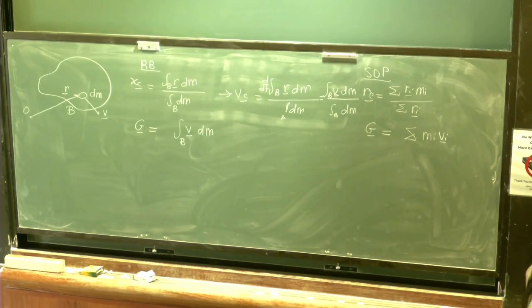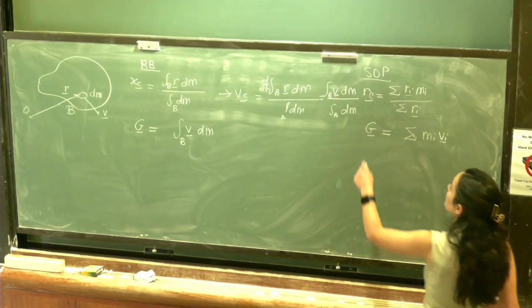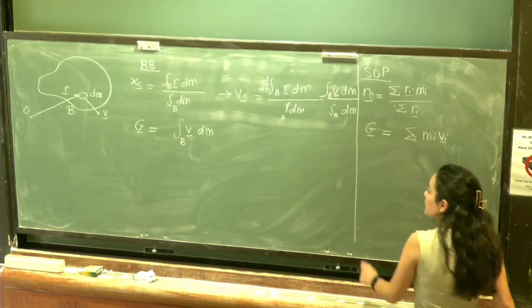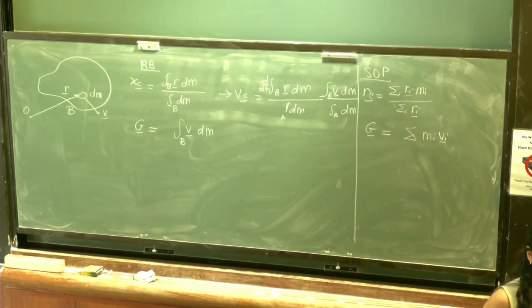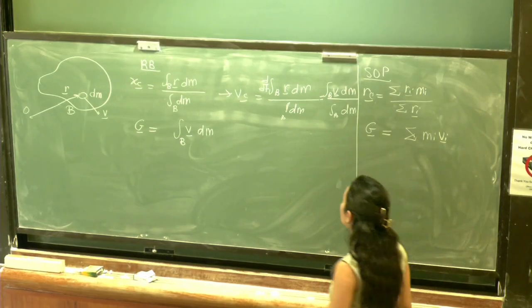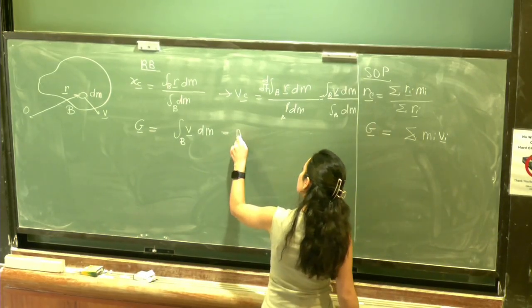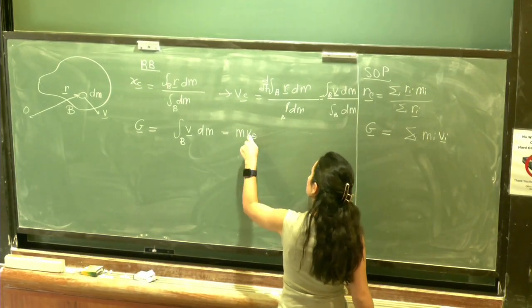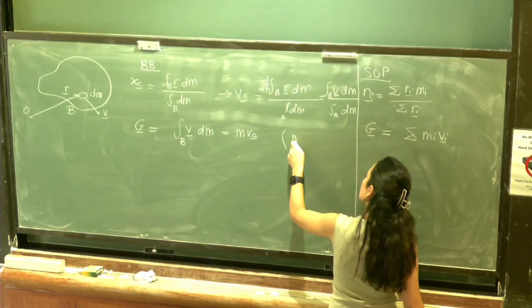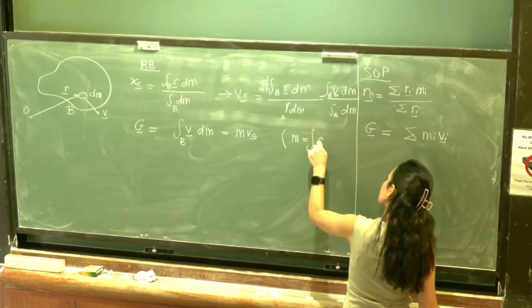Okay, so this is to say that I can write G in terms of the linear momentum of the center of mass. How? How can I write the linear momentum of the rigid body in terms of the linear momentum of its center of mass? Yes? Right, exactly. The total mass times vC, where the total mass is the integral over the body of dm.